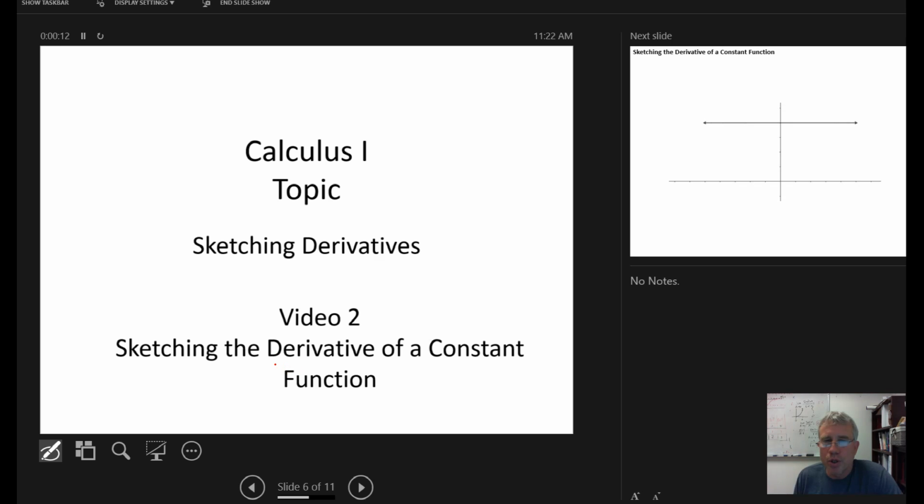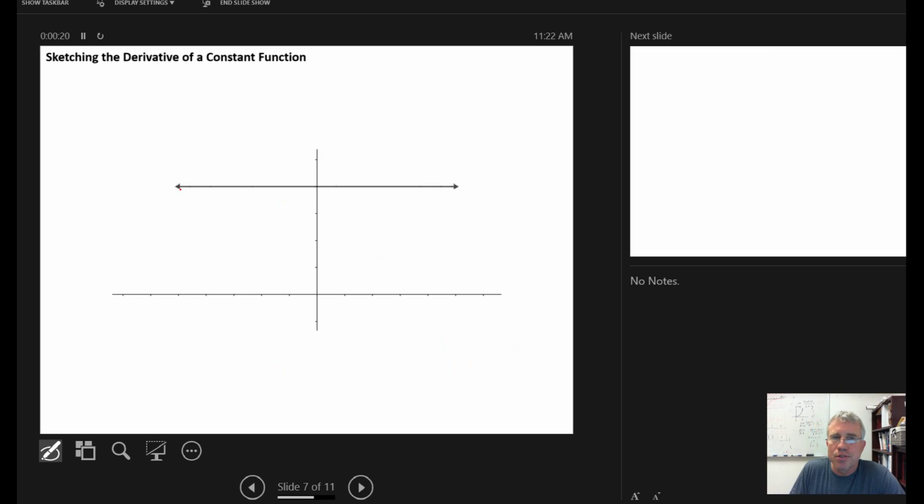So in this video, we're going to quickly go over how to sketch or draw the derivative of a constant function. So remember, if a function's a constant function like this one, f of x equals c, a constant, or just some real number, we get a horizontal line. So 1, 2, 3, 4.